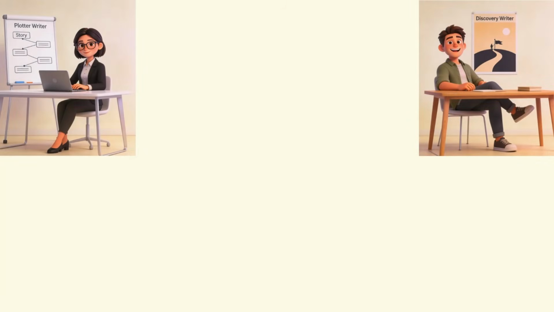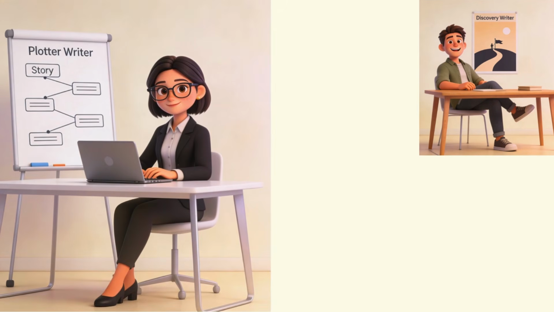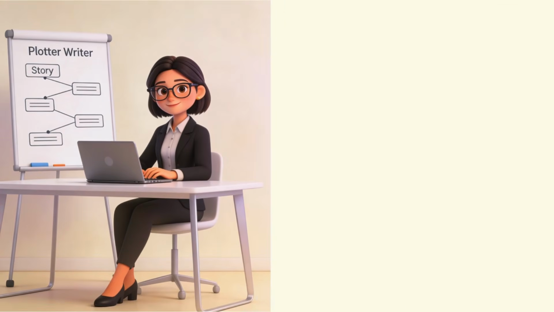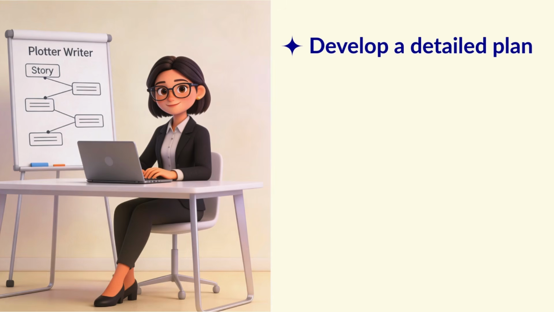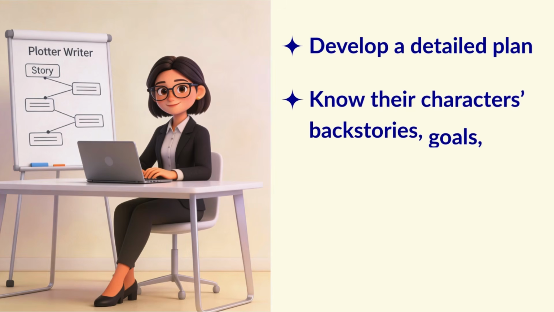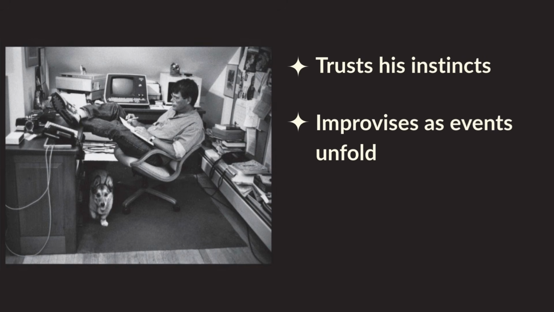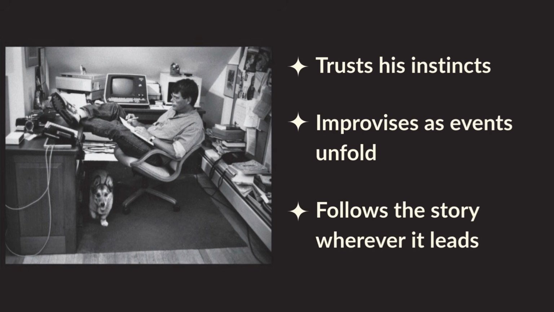When it comes to the writing process, there are 2 broad types of writers: plotters and discovery writers, also known as pantsers. Plotters develop a detailed plan before drafting. They know their characters' backstories, goals, and secrets, and they understand how the story will unfold and resolve. King belongs to the discovery writers. He doesn't plan his stories in detail. Instead, he trusts his instincts and improvises as events unfold, following the story wherever it leads.